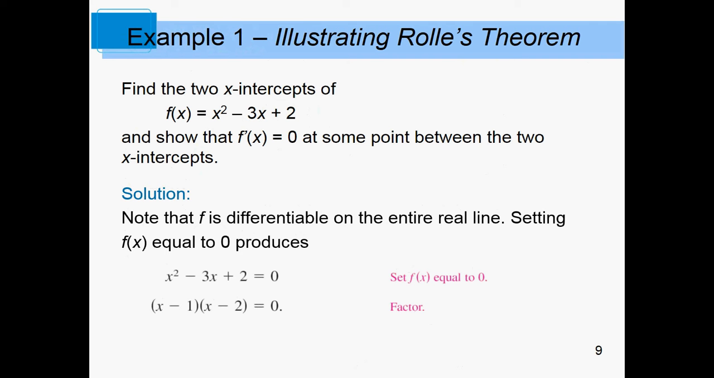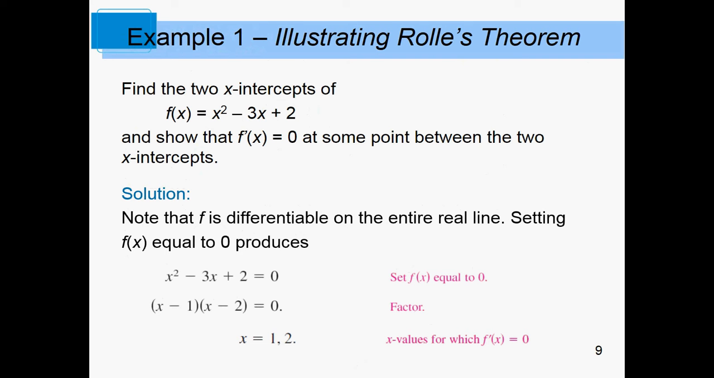(x - 1)(x - 2) = 0. And then that means that we're going to set each one of those equal to 0, by the principle of zero products. So we get x equals what? x equals 1 and x equals 2. So that gives us the two points that are basically the endpoints that we're going to use Rolle's theorem on.